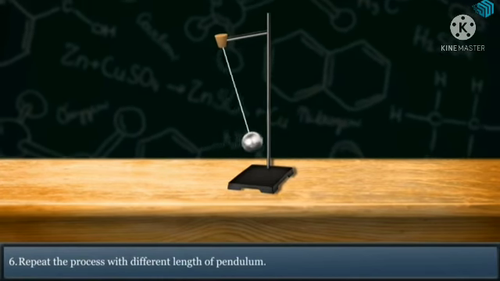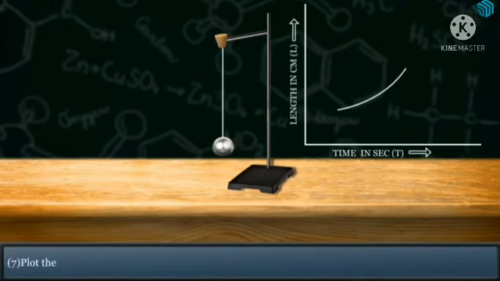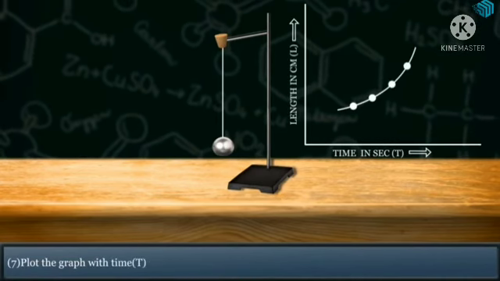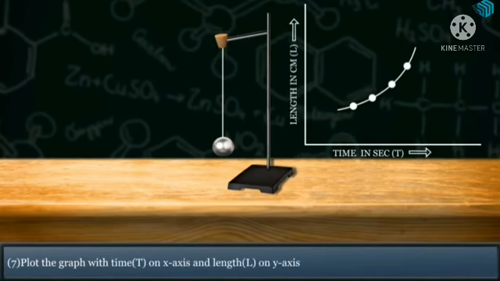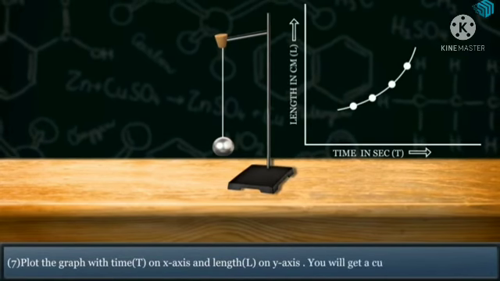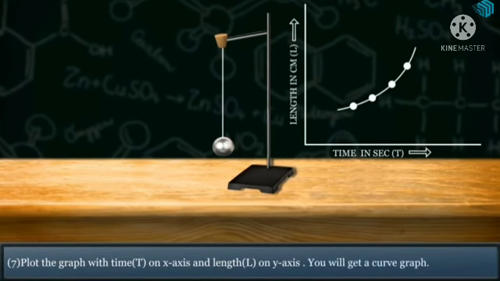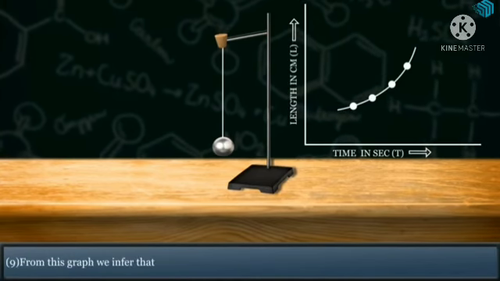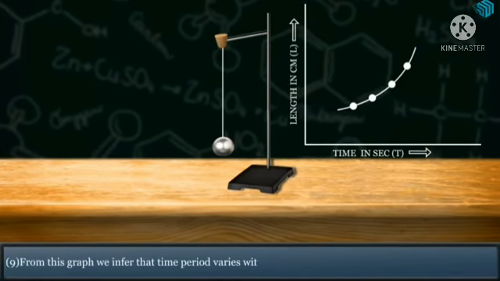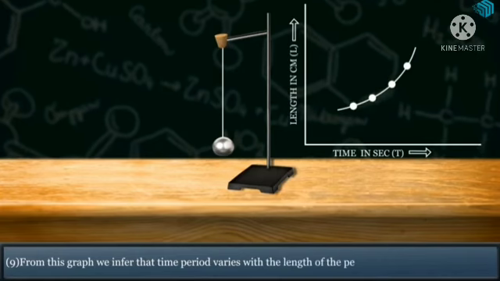Number 7. Plot the graph with time on the x-axis and length on the y-axis. You will get a curve graph. Number 9. From this graph, we infer that the time period varies with the length of the pendulum.